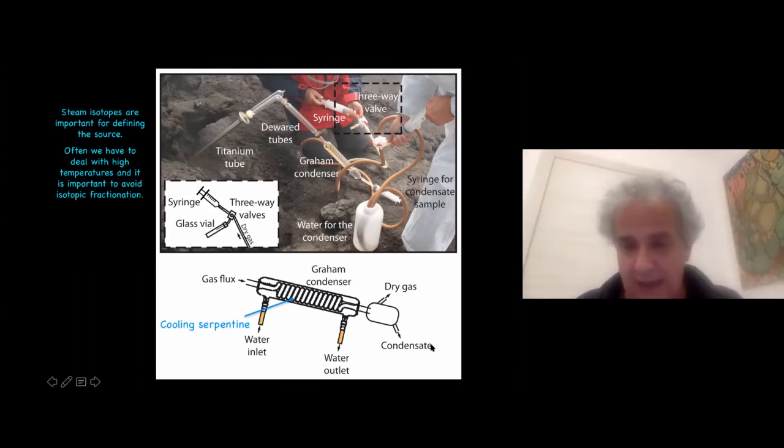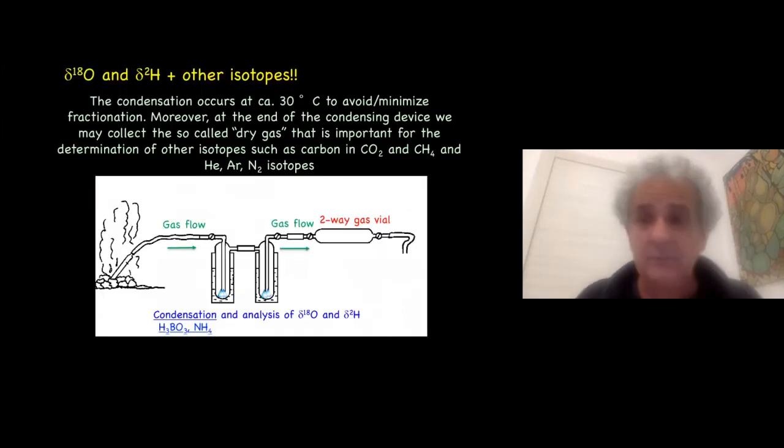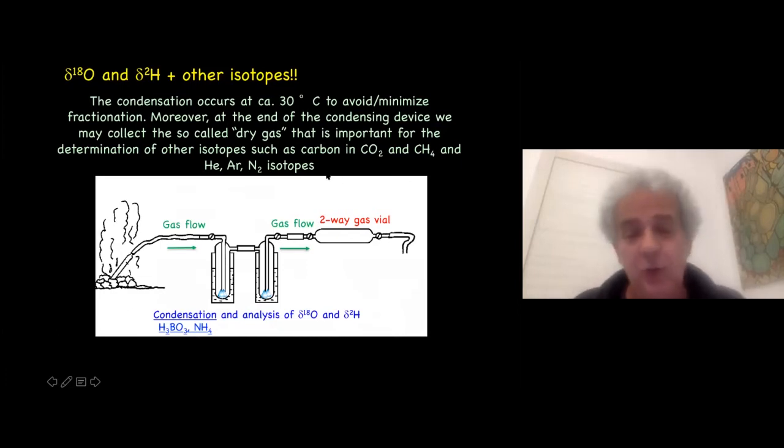And this condensation has two important points. The first one is that you have a condensate where you can do basically the hydrogen and the oxygen isotopes in the steam. The second point is that you may collect what is called the dry gas, because since you have a drop in the temperature, you may collect the dry gas, all those gases where the water has been removed totally. And why is this important? Usually you have a drop down to 30 degrees. This allows us to minimize the isotopic fractionation.